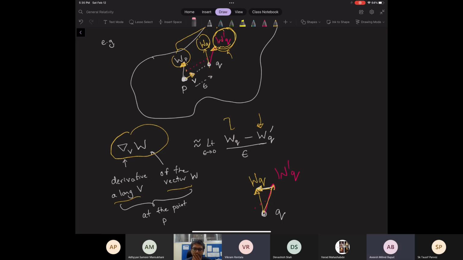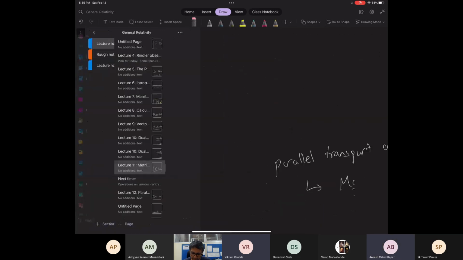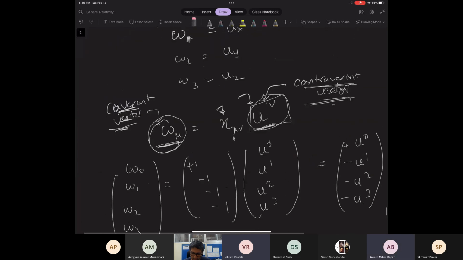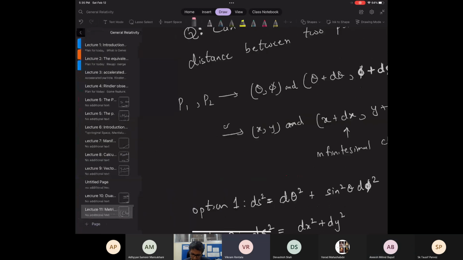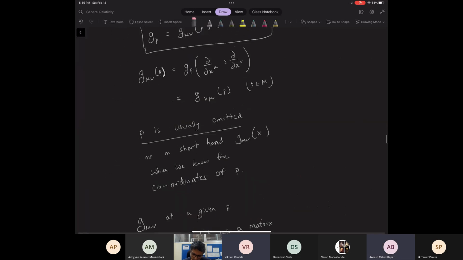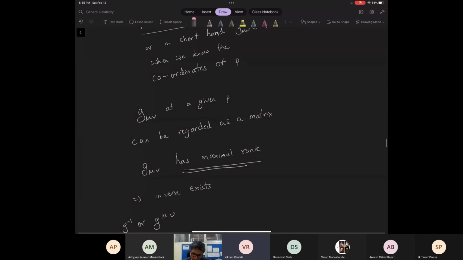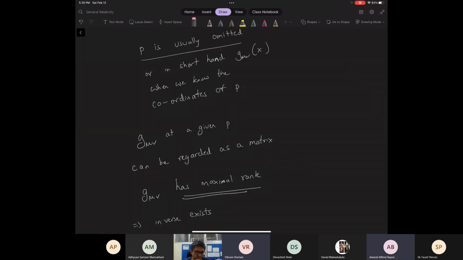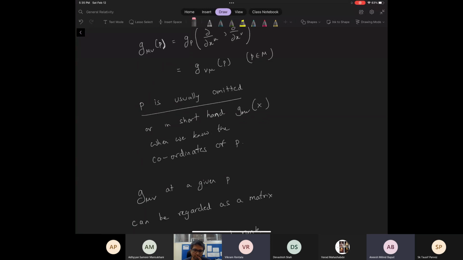Sir, I think there is some part missing in the notes about metric spaces which you have uploaded. It starts at lecture 11. In the one you've uploaded on Teams... Let me just see if I've covered everything here. Sir, it starts from "g_{μν} at a given P can be regarded as a matrix." Yeah, here. Yes, sir. So I think there is some discussion before that that's not there.